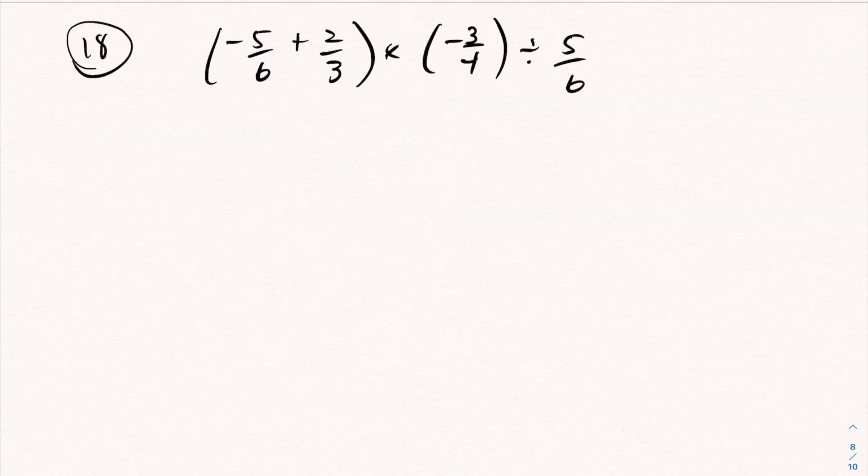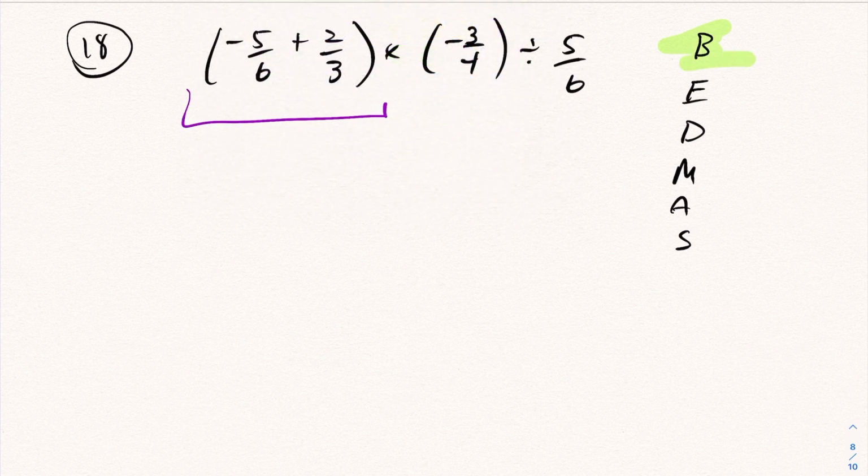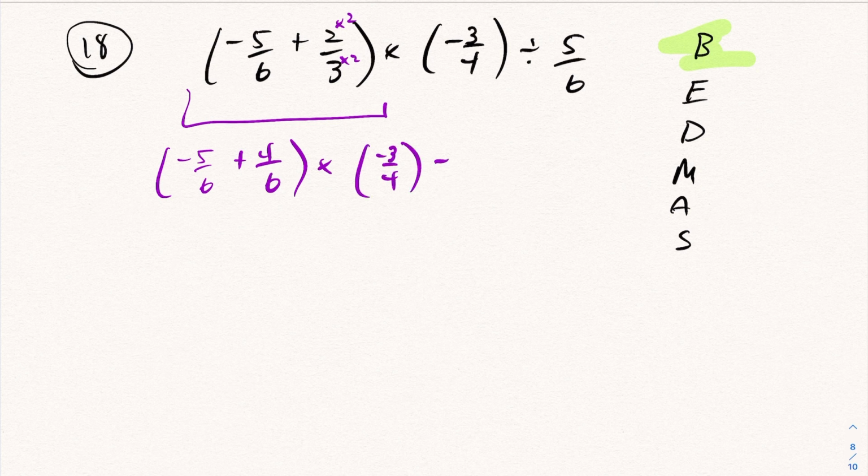Okay, let's take a look at number 18 here. So for number 18, again, let's consider BEDMAS. BEDMAS says B for brackets. I have to take care of what's in the brackets first. So I'm focusing all my attention on these brackets here. So let's take care of that. I need a common denominator, so I'm going to multiply top and bottom by 2. This becomes negative 5 over 6 plus 4 over 6 times negative 3/4 divided by 5 over 6.